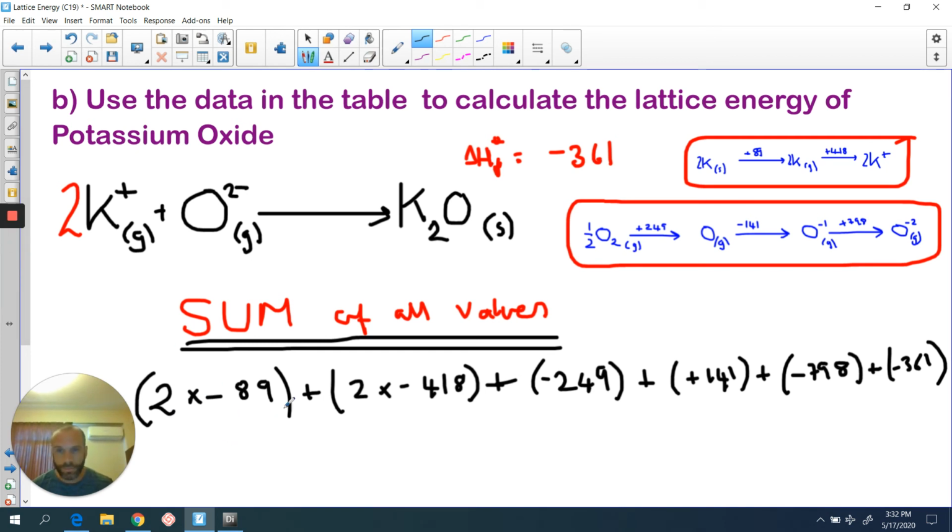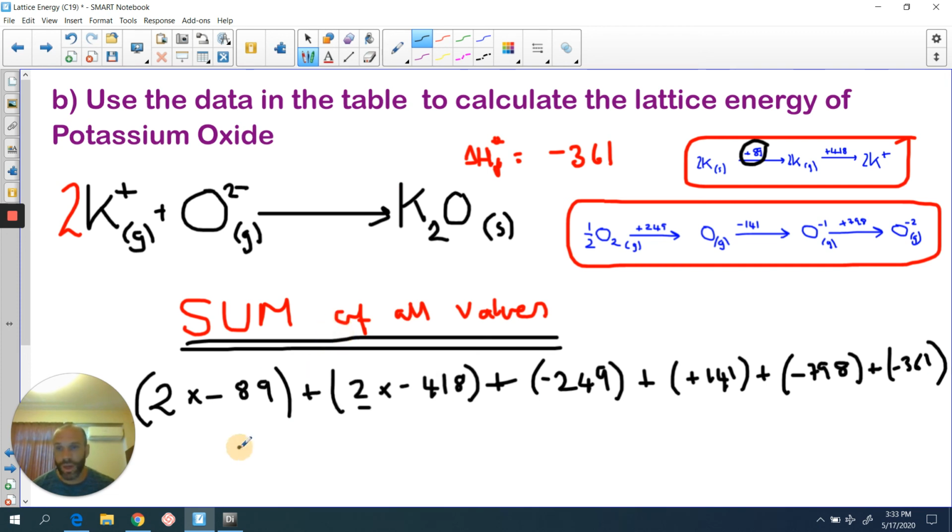Okay, so 2 times minus 89, remembering that this value was plus 89. We've reversed that sign because you're doing the reverse enthalpy process. I've also multiplied it by 2 because we've got 2 moles of this going on, so it's going to be double the value. And that explains why we've also got double the value here. As you can see, everything that is on the left-hand side of this equation, the sign has been reversed. And anything that was on the right-hand side, so the enthalpy of formation, the sign has stayed the same. It's as simple as that.